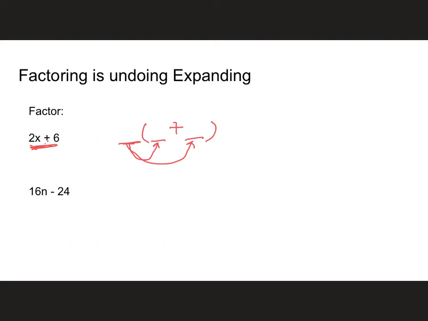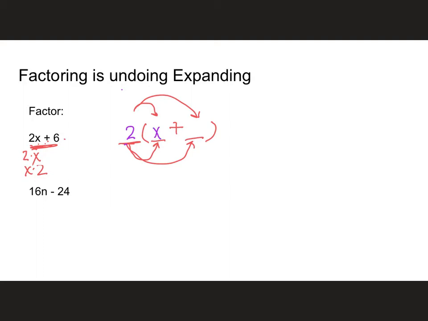Well, in order to get 2x, I would have to multiply 2 times x, or x times 2. Well, if this was x here, that would mean I would do x times 2 and x times whatever this is, which would give me an x in both of these terms. And I don't have an x in both those terms. So I know that means that x was not the thing on the outside. It must have been the 2. So I'm going to put a 2 here and an x here. So 2 times x is 2x.